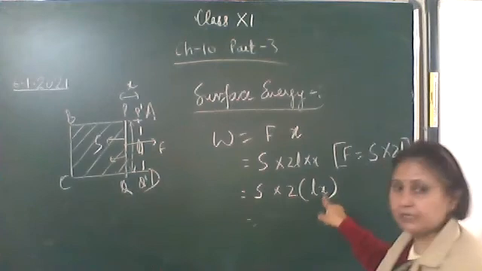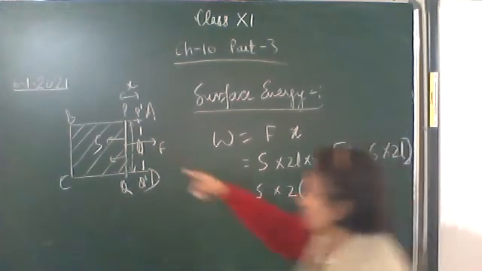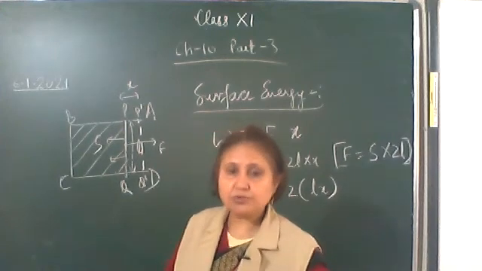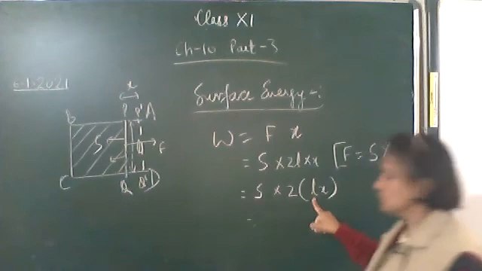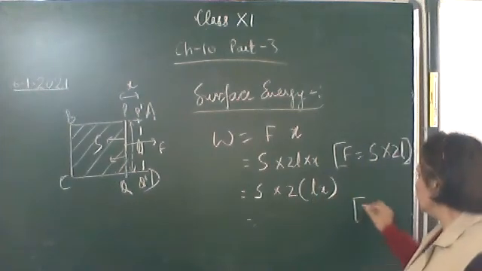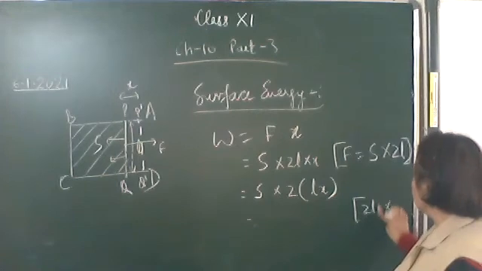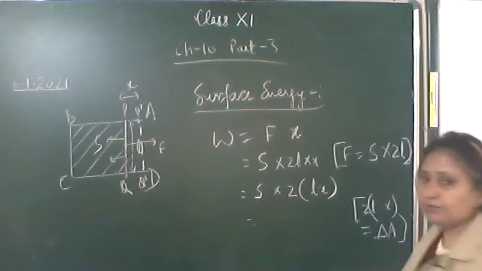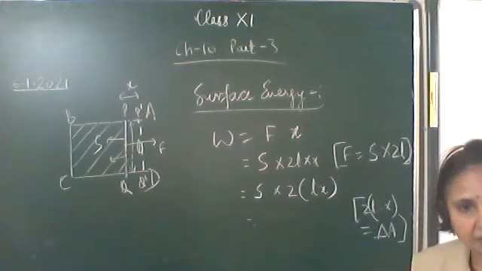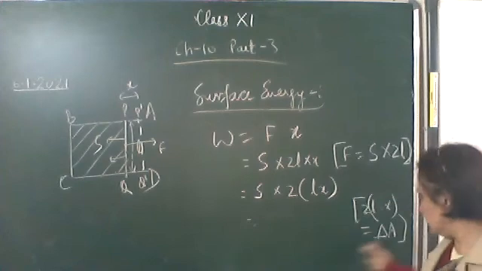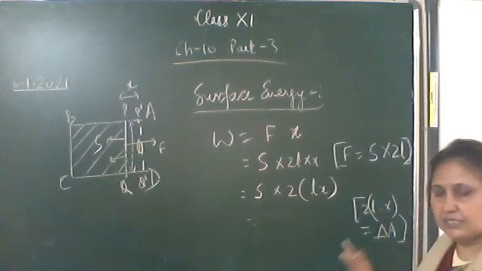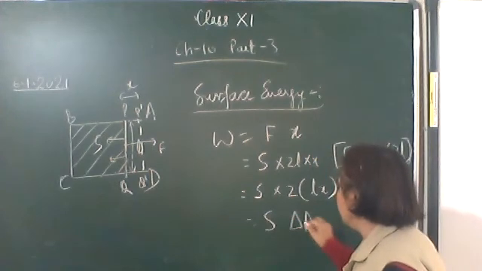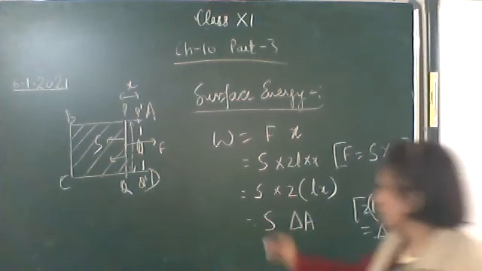Twice L into x can be written as L into x plus L into x. The other L into x is the increasing area of the back soap film. So 2L into x is the increase in area. Both the free surfaces will increase the area. So substituting it here, what do we get? S into delta A. What is this delta A? Increase in area.